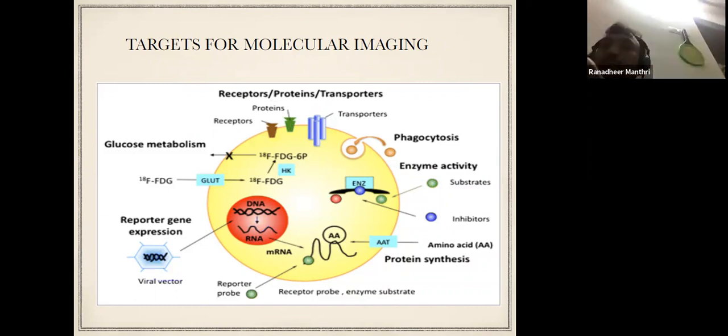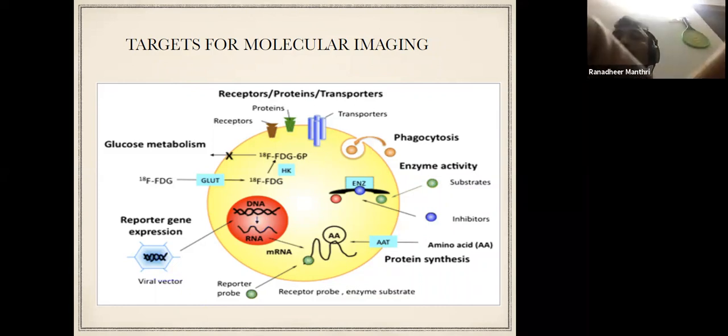Receptors, such as somatostatin receptors. Phagocytosis, for which sulfur colloids can be used. Enzyme activity, the glutamate carboxypeptidase enzyme, that is PSMA, can be used. Amino acid synthesis is used for protein synthesis, via amino acid transporters, L-amino acid transporters, and reporter gene expression. All of these, including DNA and RNA synthesis, can be targets for molecular imaging.